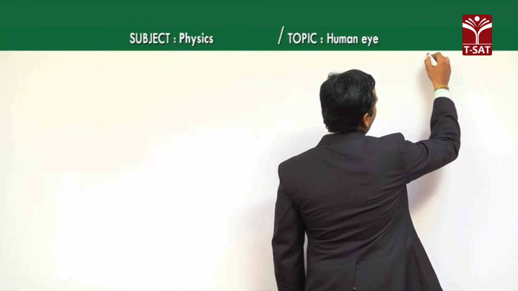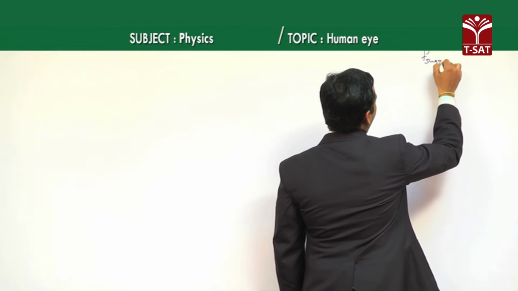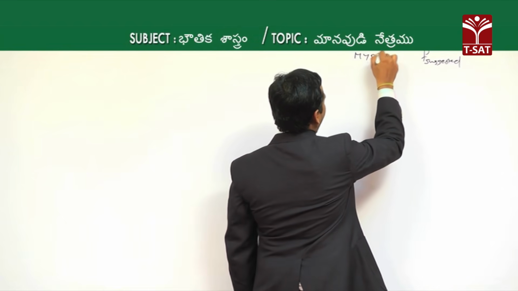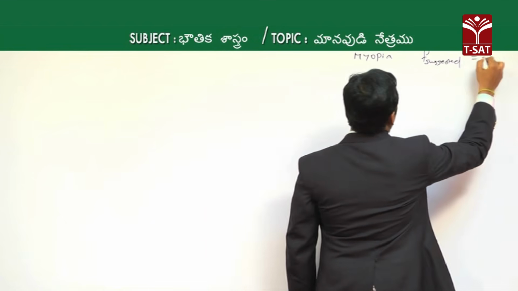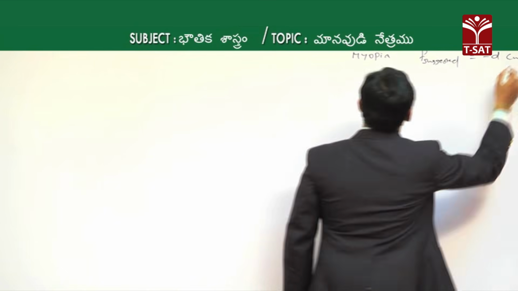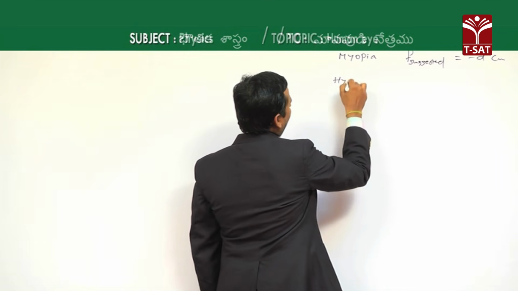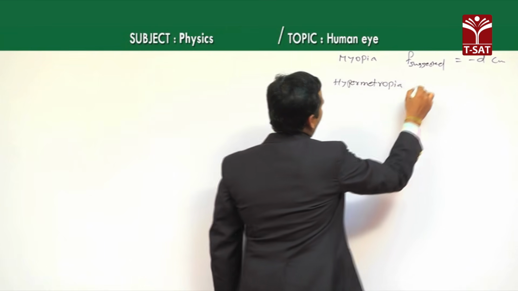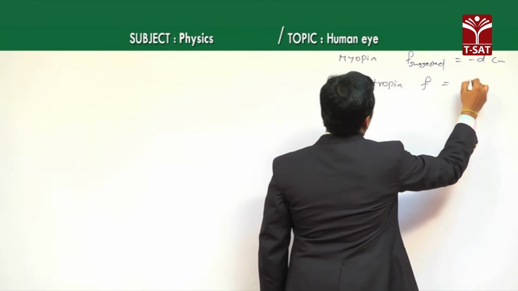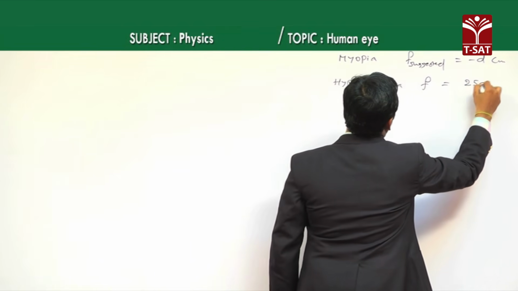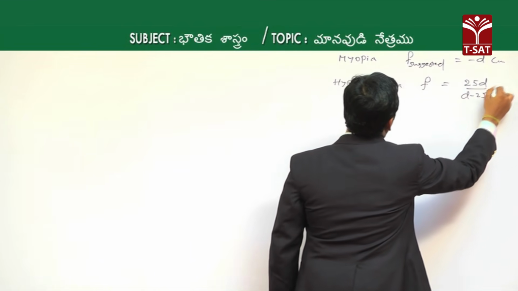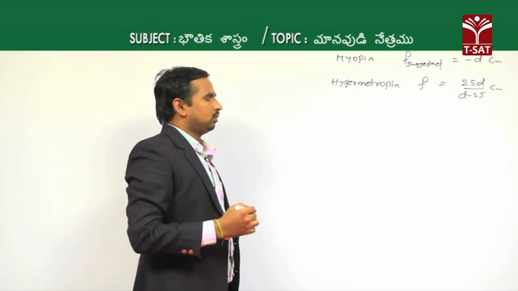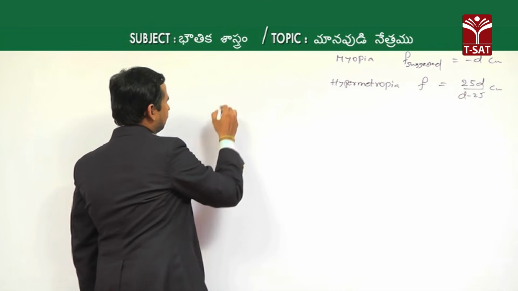For myopia, the suggested focal length we got is minus d, whereas in case of hypermetropia, the suggested focal length is 25d by d minus 25. Now, another defect we have is called presbyopia.